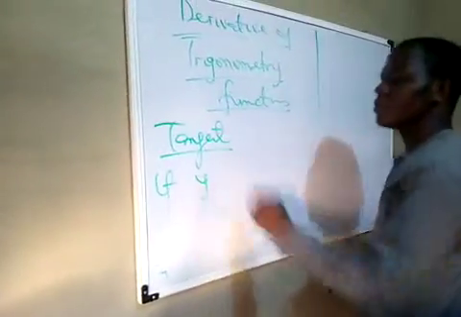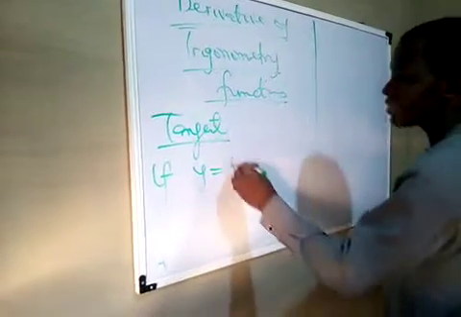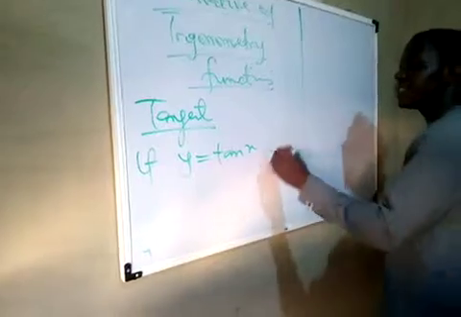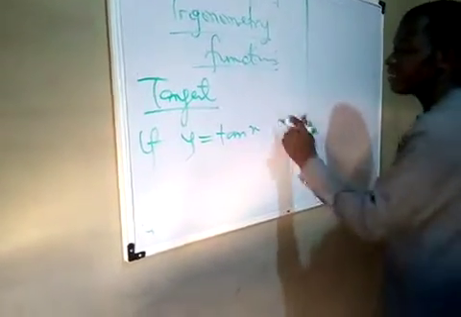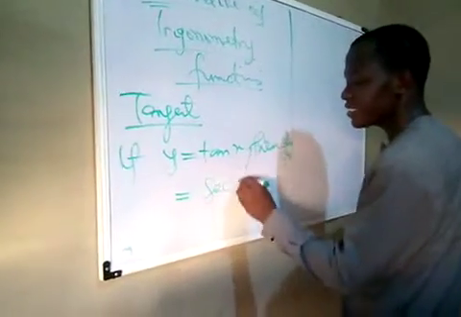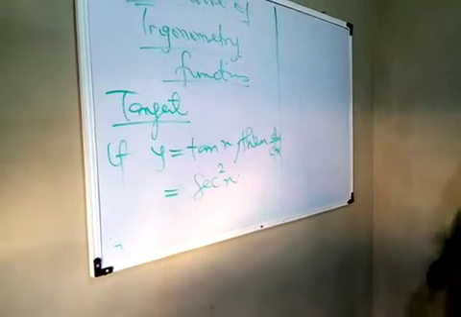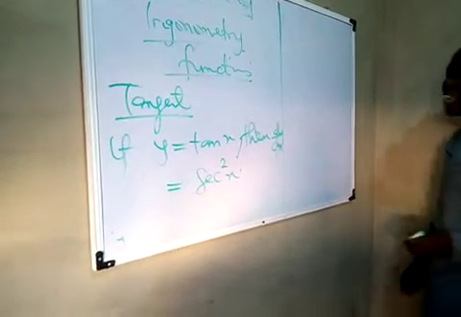y equals tan x. If y equals tan x, what will be our dy/dx? dy/dx will be what? Sec squared x. You may be interested to know why when we differentiate tan we get sec squared x.